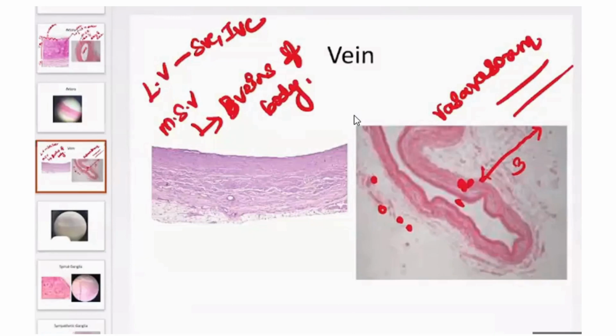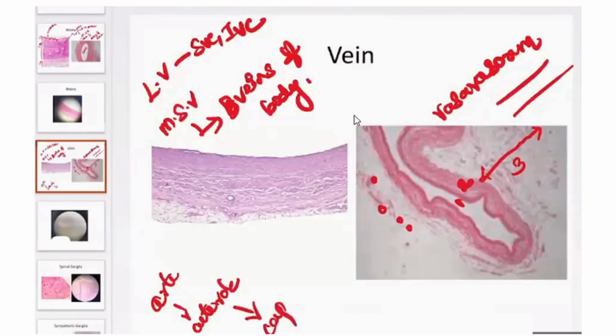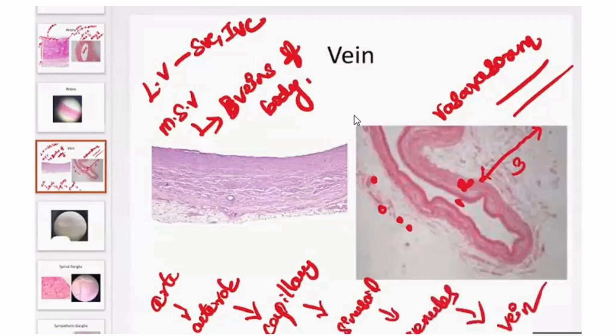So the artery enters the organ dividing into arterioles. How does it end? Artery to arteriole, arteriole to capillary, capillary to sinusoid, sinusoid to venules, venules to veins. This is how the vein is formed, right? Wherever the blood vessel ends, it arises as a venule, then it comes out as a vein.